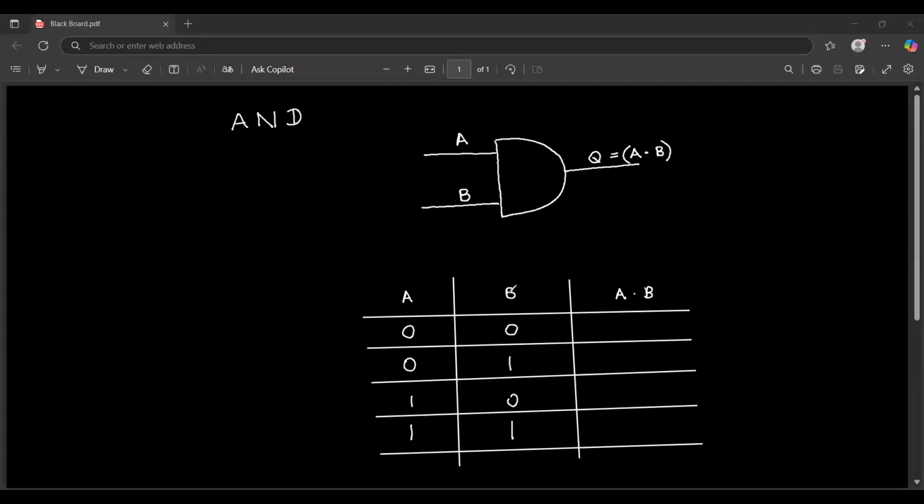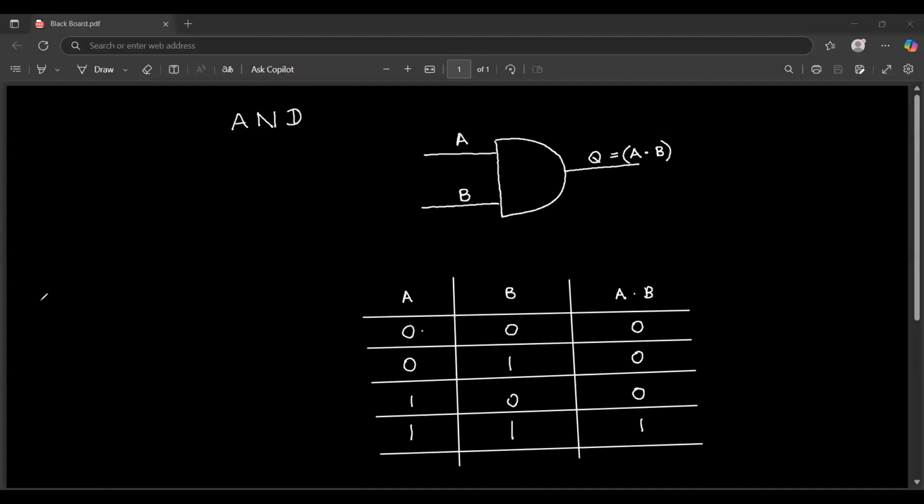So what do we do here? Well, A dot B means we are just multiplying. So 0 into 0 will be 0, 0 into 1 will be 0, 1 into 0 will again be 0, and 1 into 1 will be 1. So to get the output as 1, both inputs must be 1. A and B must be 1. That's the idea of AND.